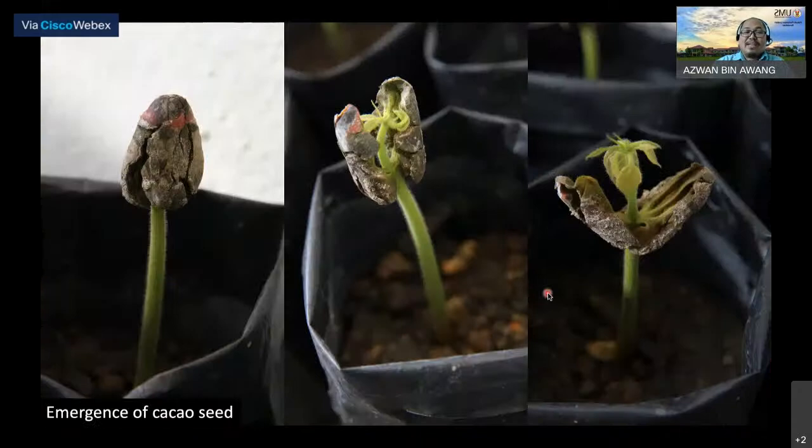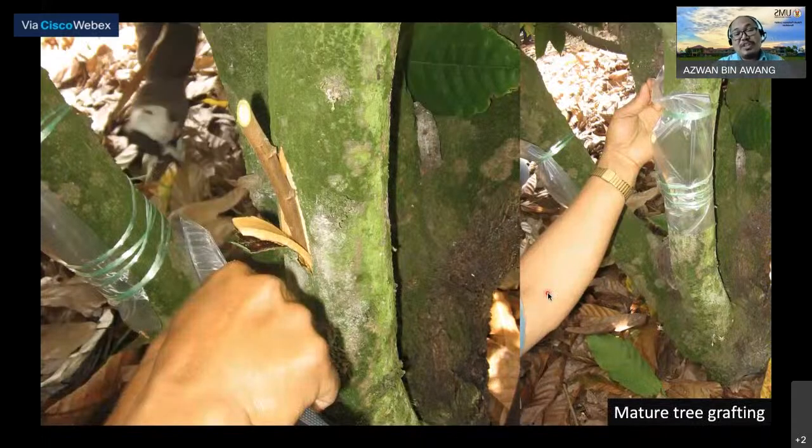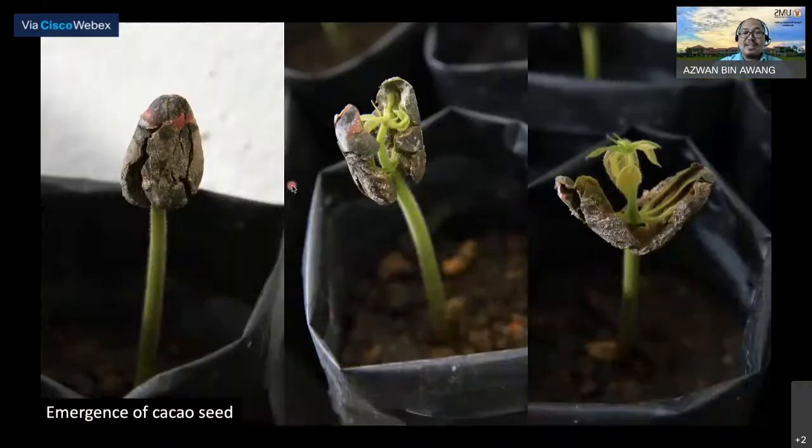All right, so grafting can also be done on mature trees like this, right? Sometimes we have old cocoa, all right? Sayang kita mau tebang semua dan tanam baru, but you can still use the root system. The root system is very important because it absorbs all the nutrients from the soil. So we want that system, but we only need to add new shoots on the top. So we can use grafting for mature trees. These are seeds that just emerged.